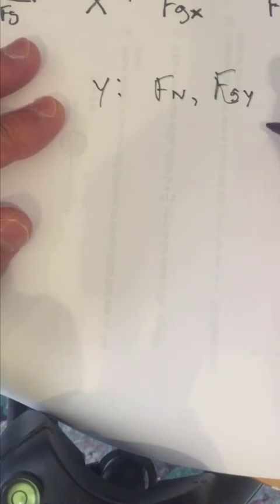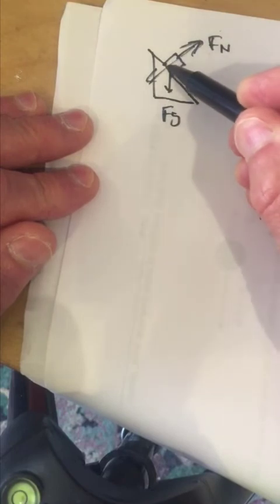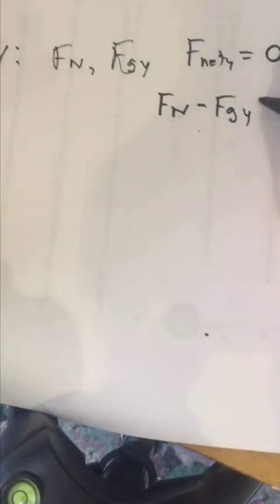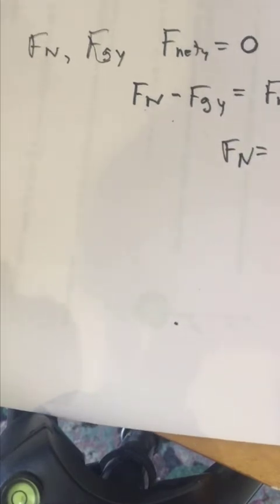So we can say F net y is equal to Fn, that's the force acting up, and minus FGY. That's equal to F net y, which is equal to 0 because there's no acceleration in the y direction. That tells me that Fn equals Fgy. And Fgx we came up with was Fg sine theta.